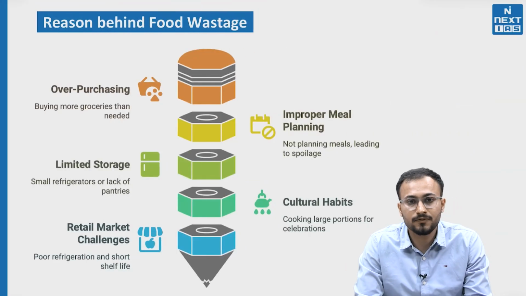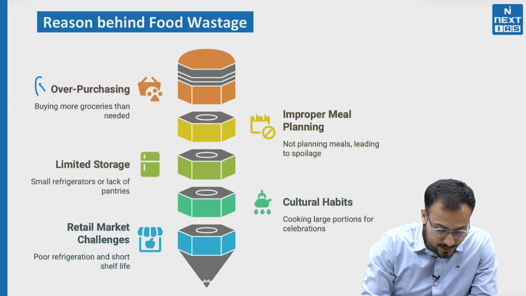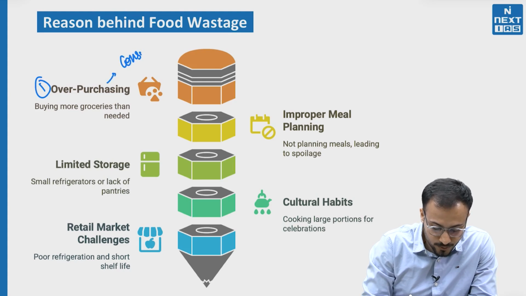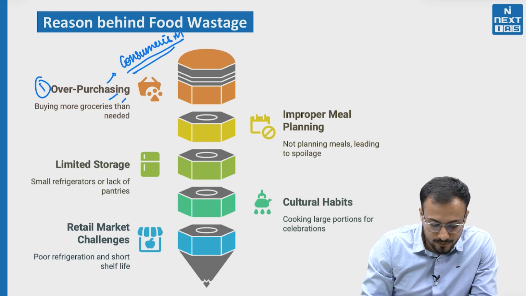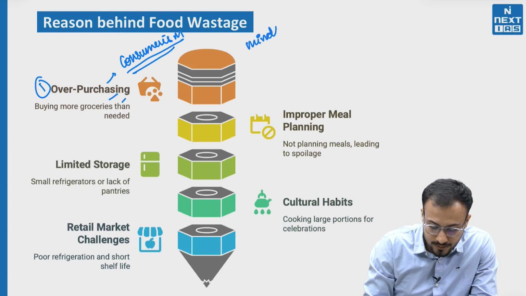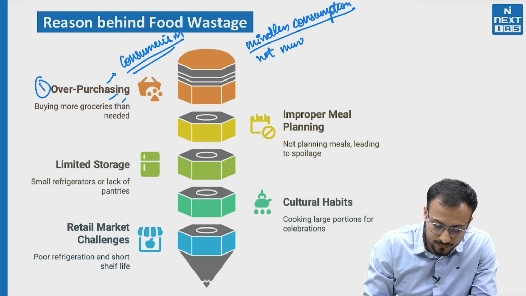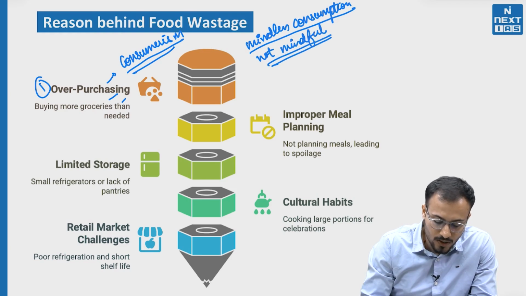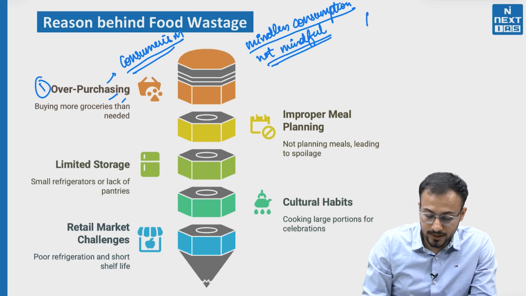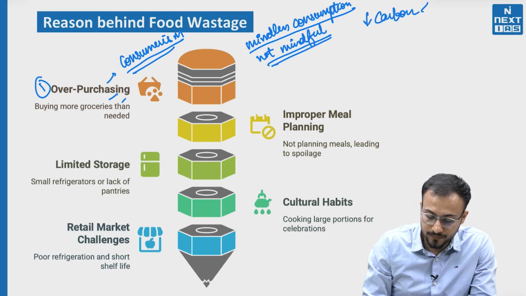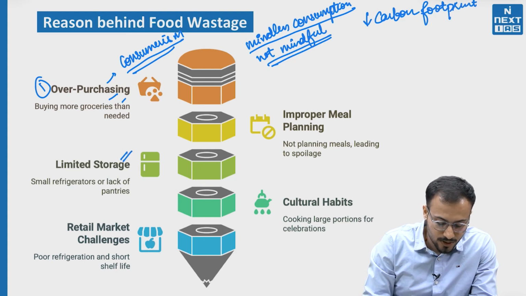What are the reasons behind food wastage? Number one, over purchasing. Over purchasing is linked to consumerism, buying more groceries than needed, mindless consumption, not being mindful, and even reducing the food consumed can reduce carbon footprint. Then limited storage, small refrigerators or lack of pantries.